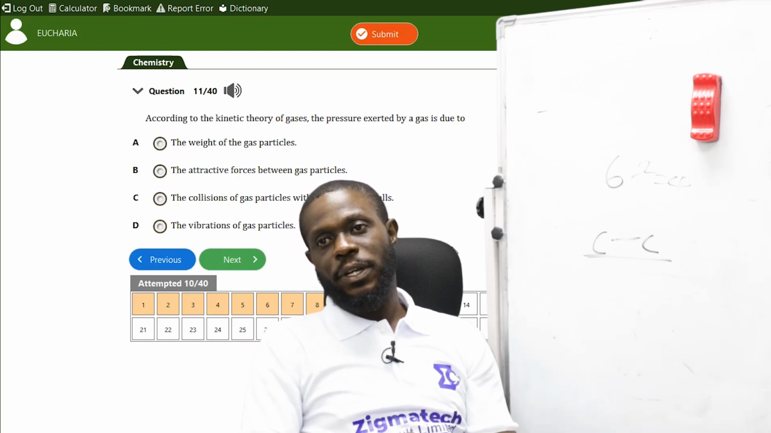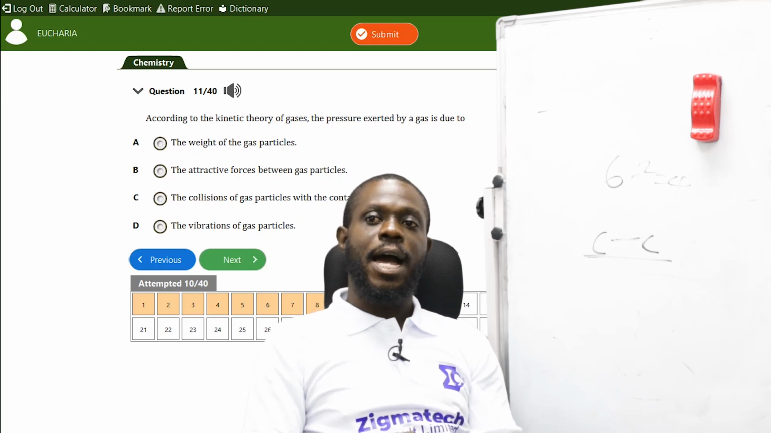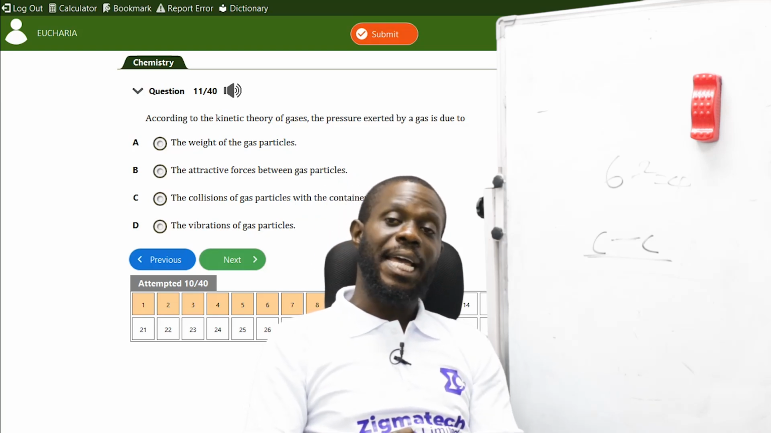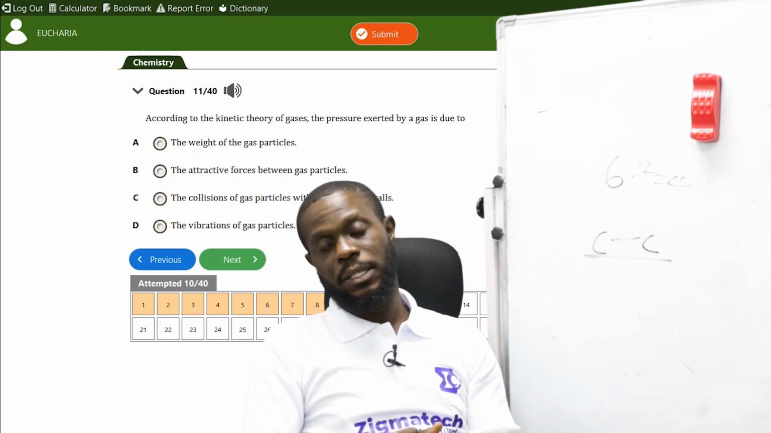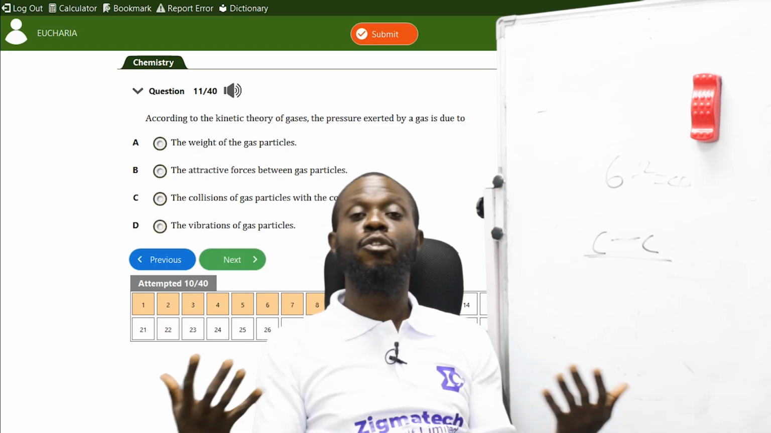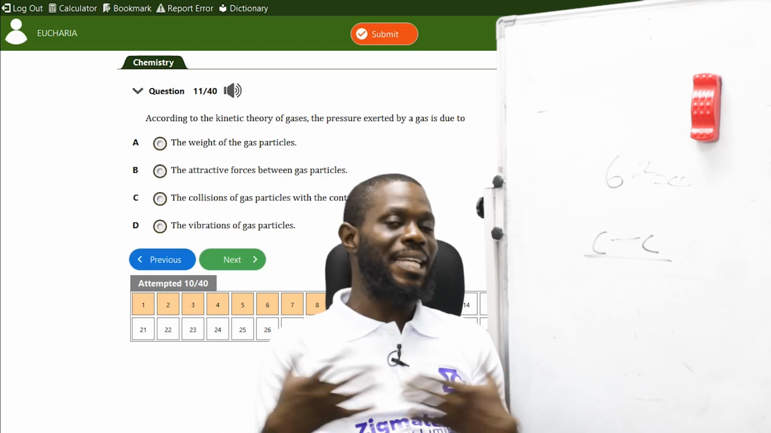Okay? The attractive forces between the gas particles. Gas particles have no attractive force. They have no cohesive force. That's one of their characteristics. The gas particles have no cohesive force, so they are not attracted.